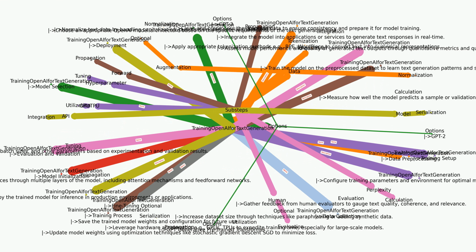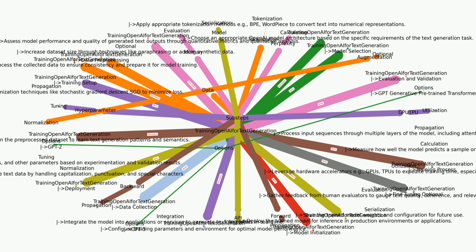Name: Training process. Description: Train the model on the preprocessed dataset to learn text generation patterns and semantics. Substeps: Forward propagation. Process input sequences through multiple layers of the model, including attention mechanisms and feed-forward networks. Backward propagation. Update model weights using optimization techniques like stochastic gradient descent (SGD) to minimize loss.